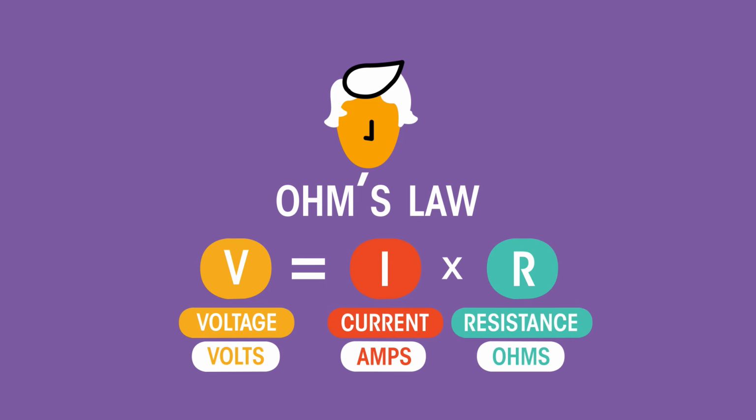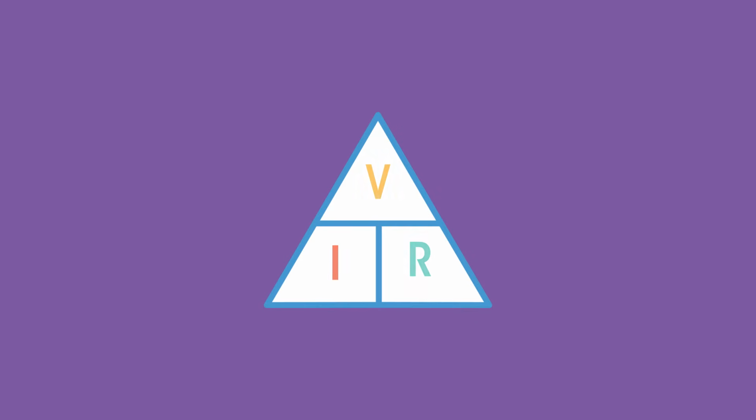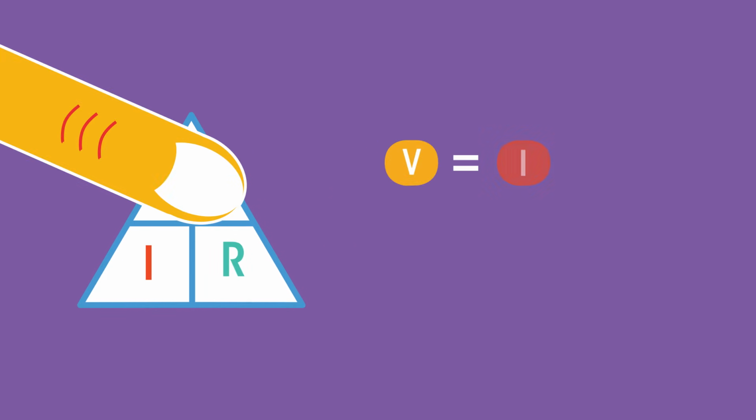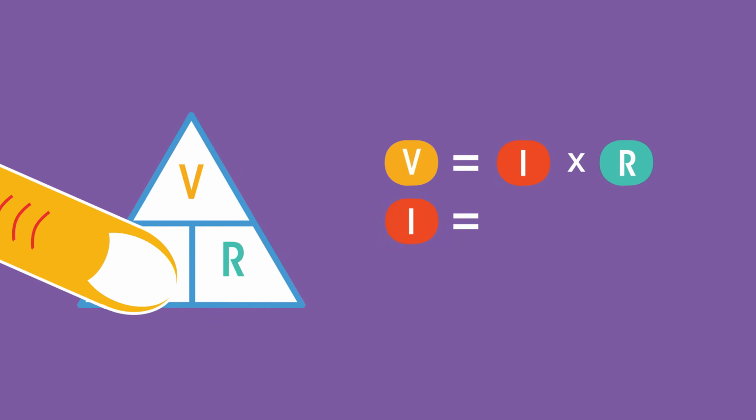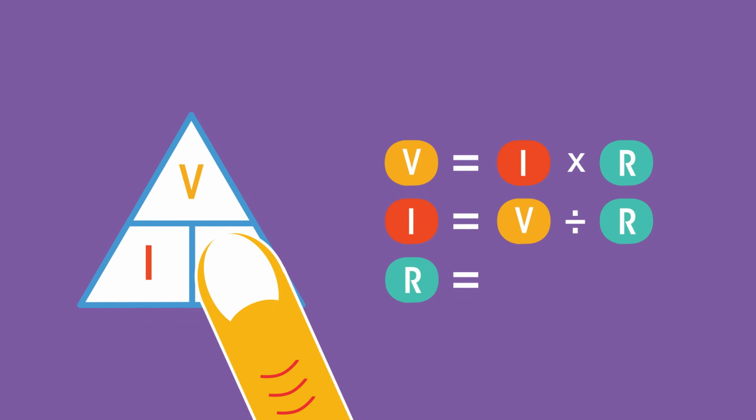Ohm's law can be displayed in a formula triangle like this. Voltage equals current multiplied by resistance. Current equals voltage divided by resistance. And resistance equals voltage divided by current.